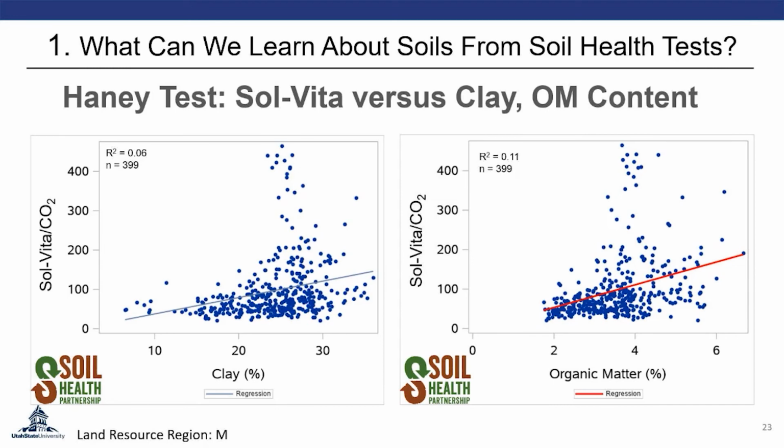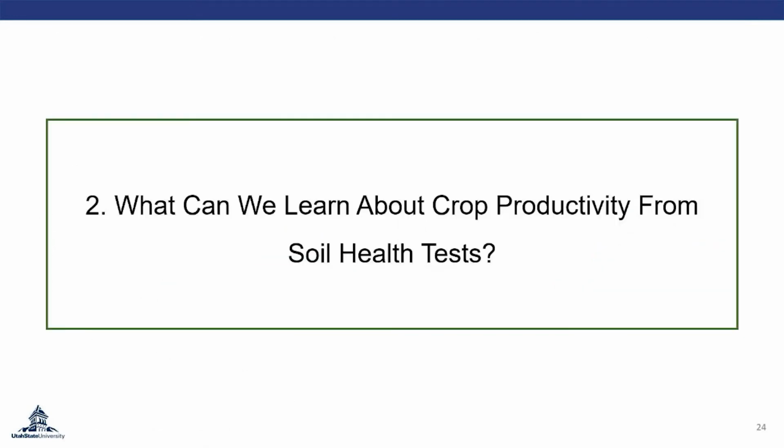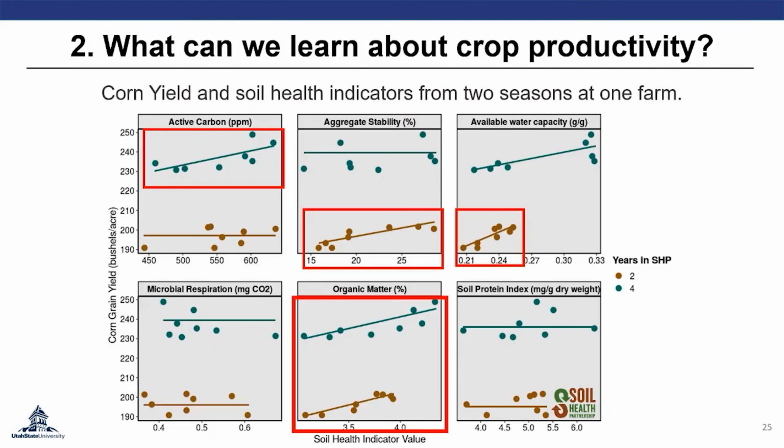All right, what can we learn from crop productivity? So these graphs are examples of regression relationships at one site over 2 years. This is the corn grain yield and a soil health indicator relationship. And I've boxed out the indicators and the seasons that had a significant relationship.